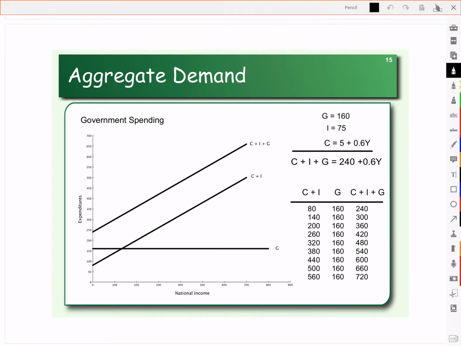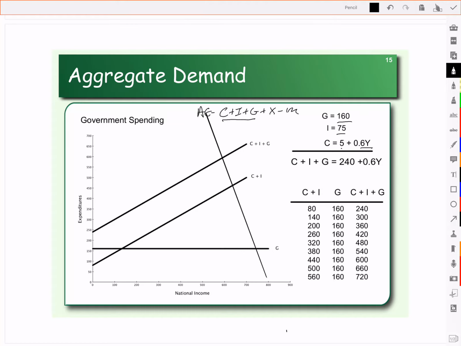All right, so we're looking at aggregate expenditures, and AE, remember, is C plus I plus G plus X minus IM. And we found the formula for consumption spending. It was 5 plus 0.6Y. And we found the formula for investment spending. It was 75. And we found the formula for government spending. It was 160. Now, that's C plus I plus G, so we can add those together.